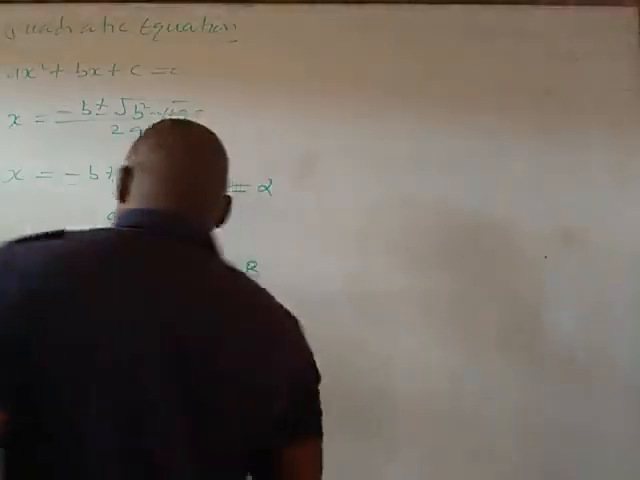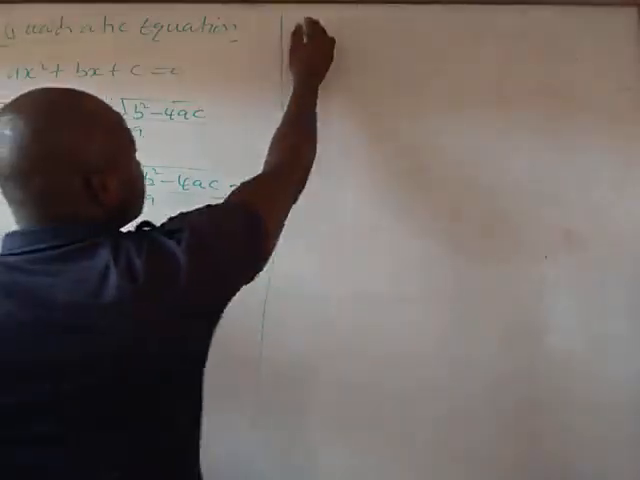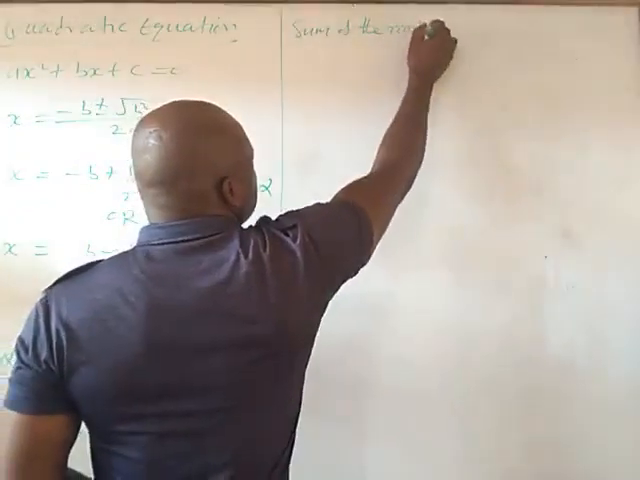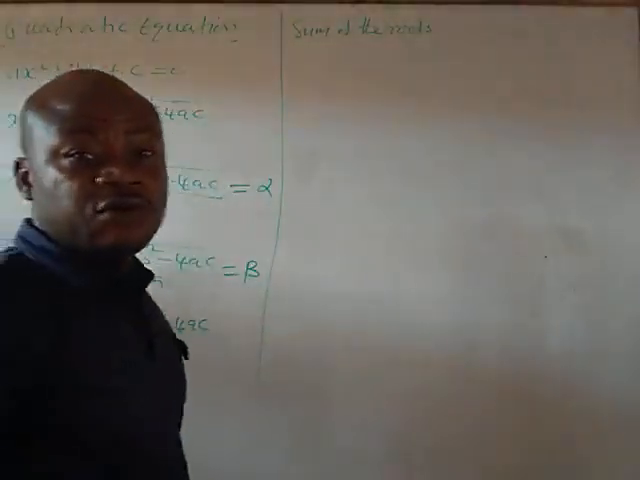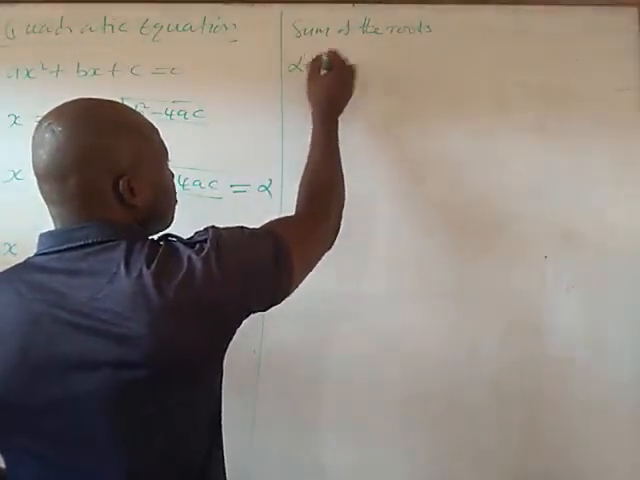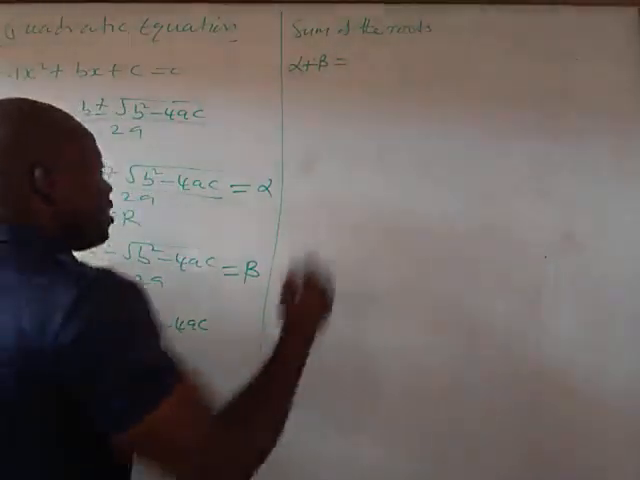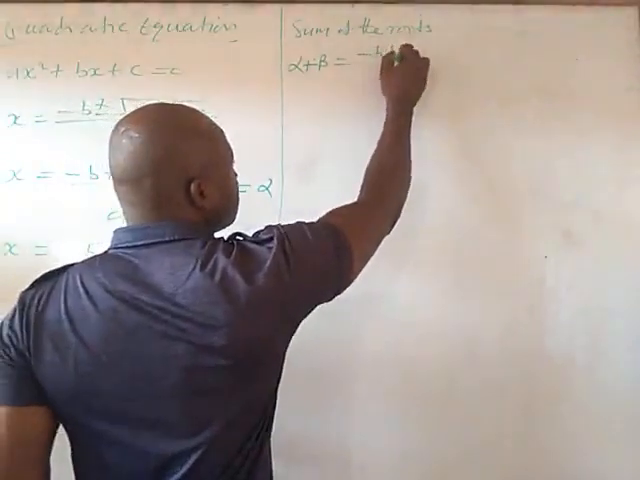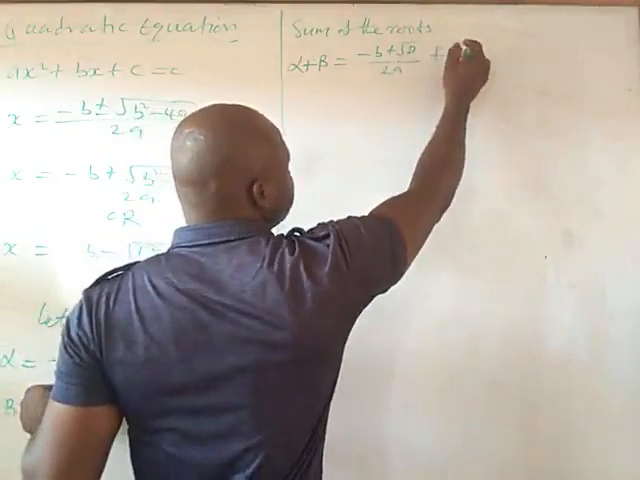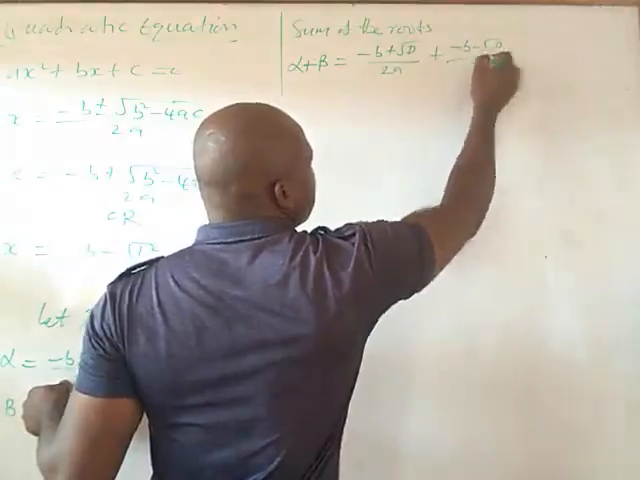Now, to find the sum of the roots, we have alpha plus beta. And what is alpha? Our alpha is minus b plus root d over 2a, plus minus b minus root d over 2a.